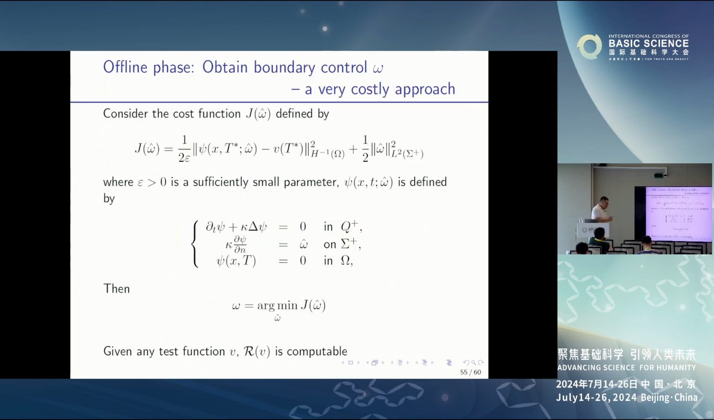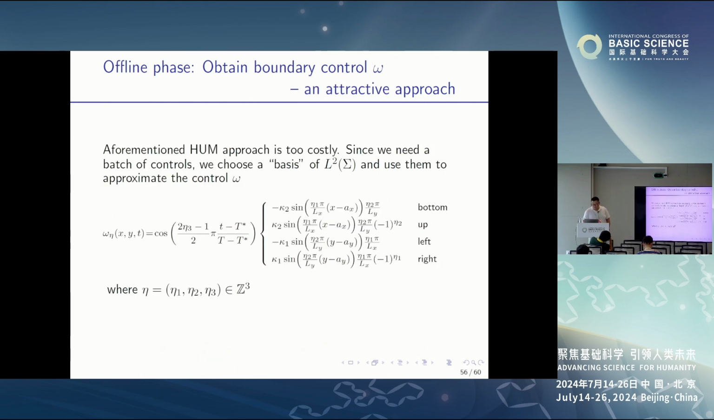And also for the boundary control. If we use the Hilbert uniqueness method, that tells us those RV are computable. Again, the Hilbert uniqueness method tells us even for the system we can compute those boundary controls and we can compute RV. And a more attractive approach is like this.